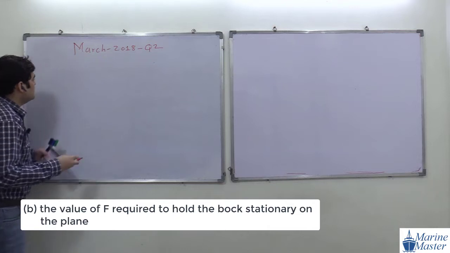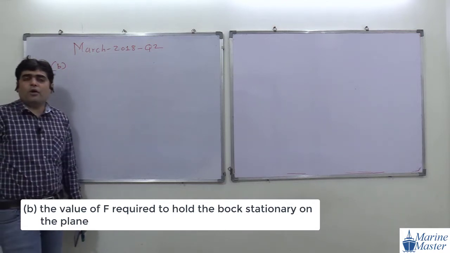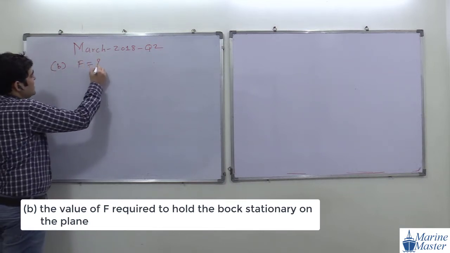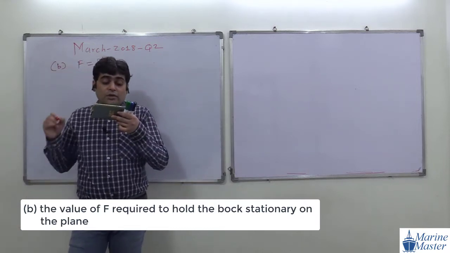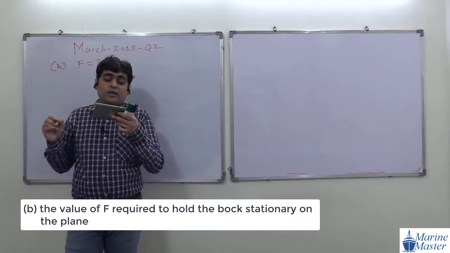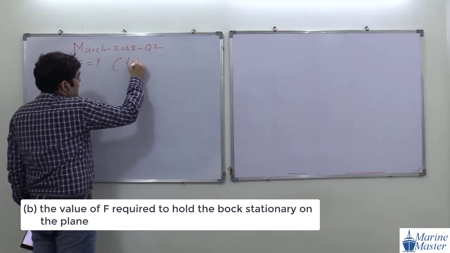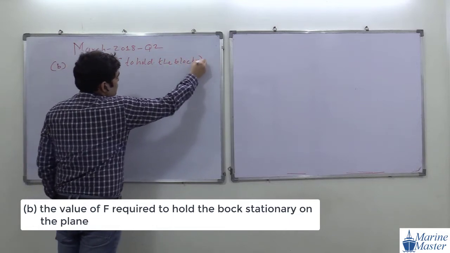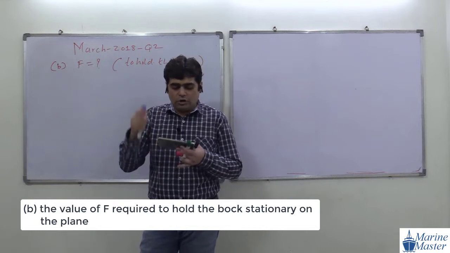So in B part, see the point here. What is our target in B part? What do we have to find out? We have to find out F again. But in this scenario, for which purpose do we have to find F? The value of F required to hold the block stationary on the plane. To hold the block. Now, what is the meaning of hold the block?